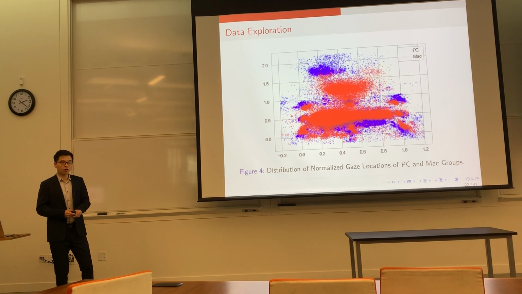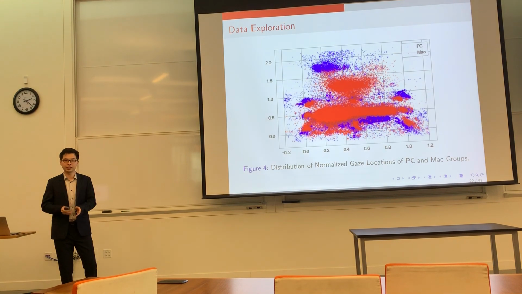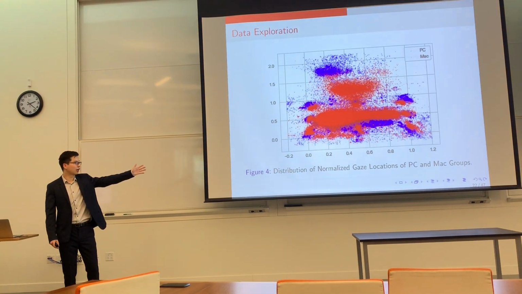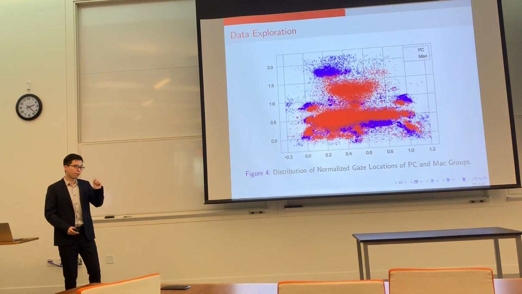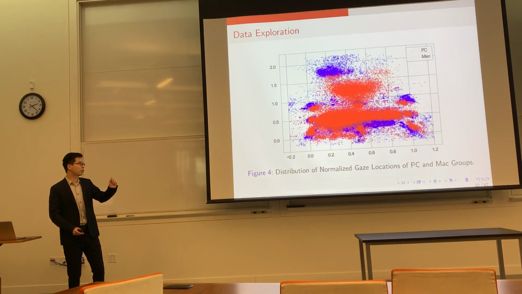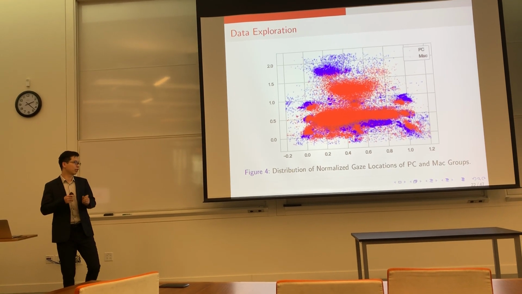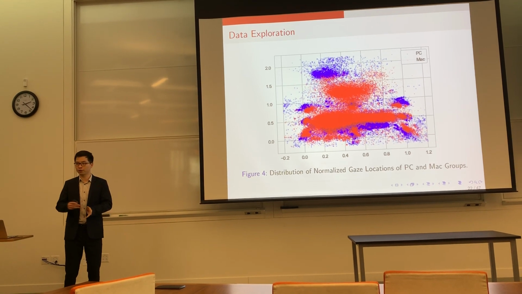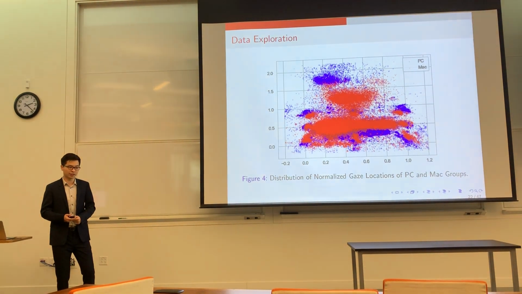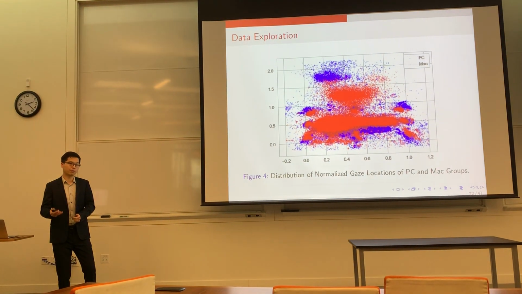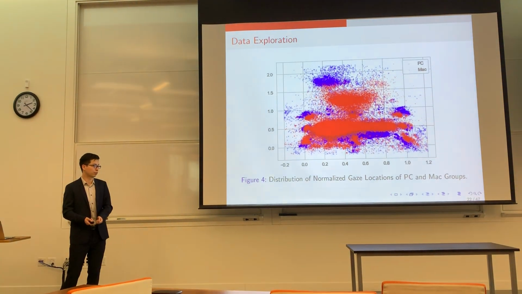And the second goal of my exploration phase is to assess whether there are differences between PC and Mac groups. What you see here is a scatter plot of the gaze locations for the two different groups, with the Mac group colored in red and the PC group in blue. As you can see, the distribution of the gaze locations for those two groups is pretty different. And this is very important for my model building because if we begin with predicting very different things, it makes sense to have separate models for each of the groups.